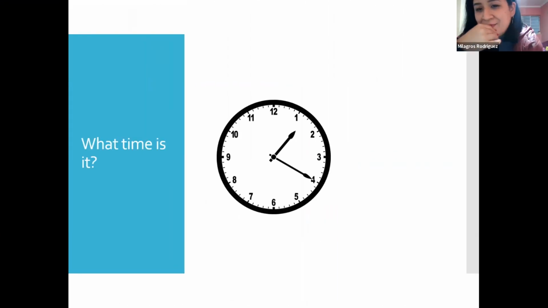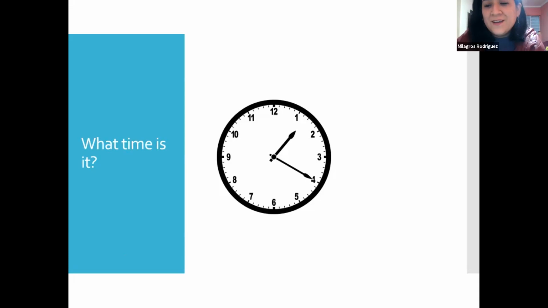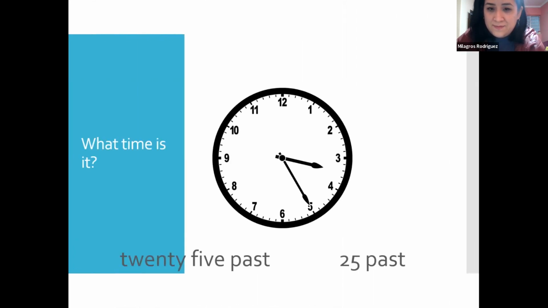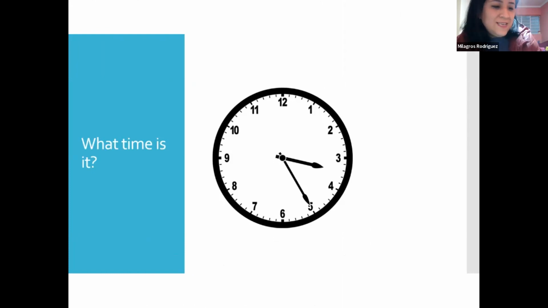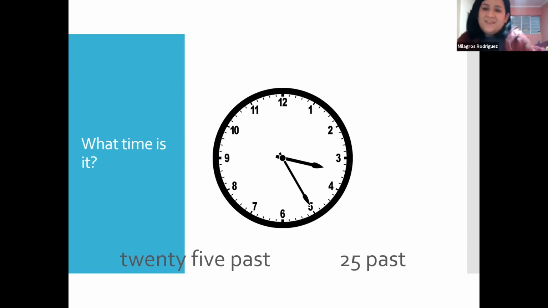In this clock is 1:20, or the second option? 20 past 1. Good, 20 past 1, or 20 after 1, right? In this clock, what time is it, Michael? It's 25 past 3. Good. Or it's 25 after 3. Yes, correct. Past or after.